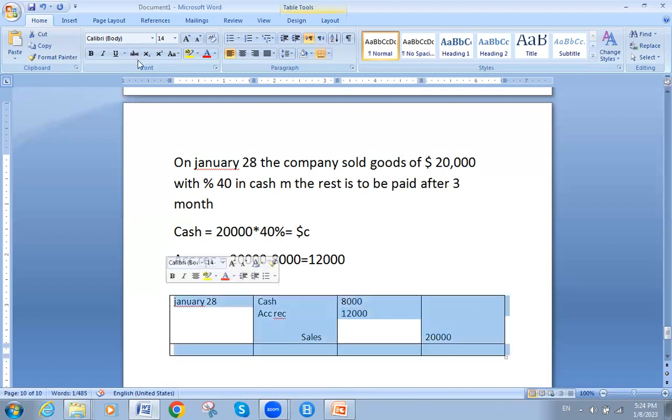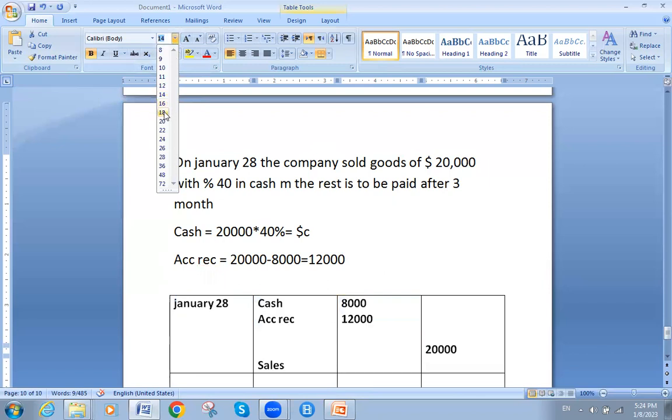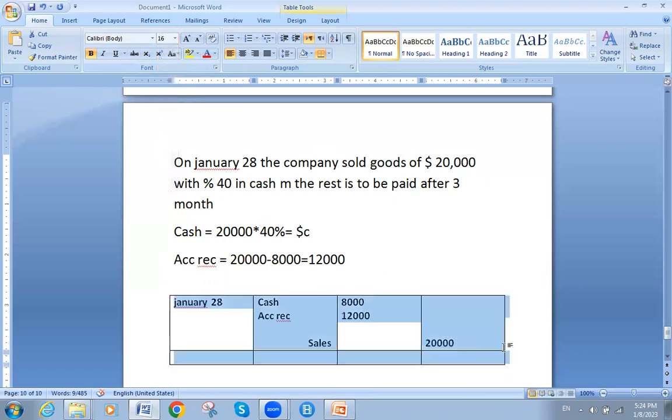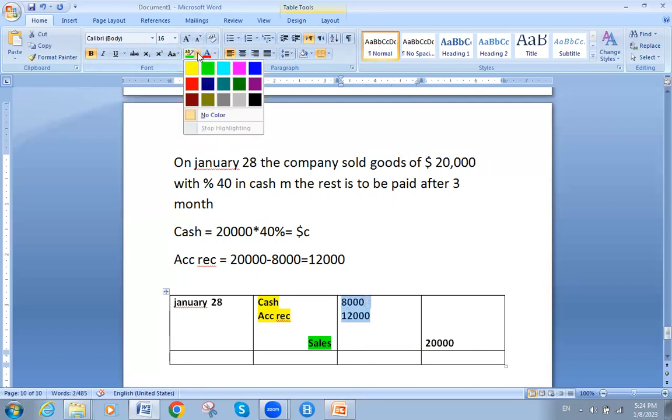Let me just make it bold, and make it 16 also. That's fine. Okay, so here the cash and account receivable, those are the debit side, and the sales is the credit side. So those 8,000 and 12,000 are debit, and here the 20,000 will be credit in front of the sales.